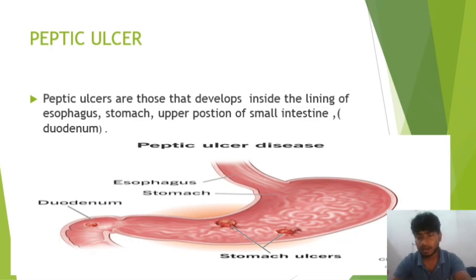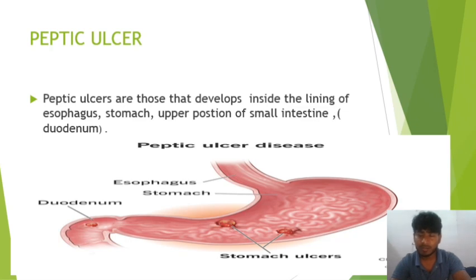So you know that in our stomach there is a single layer that protects against the over secretion of HCl. That is known as the protective layer of the stomach. So let us discuss what peptic ulcer is. Peptic ulcers are those that develop inside the lining of the esophagus, stomach, upper portion of the small intestine and duodenum. Means these are small pores in the protective layer of the stomach that cause acid influx and gastric problems, and also pain and acid burning.